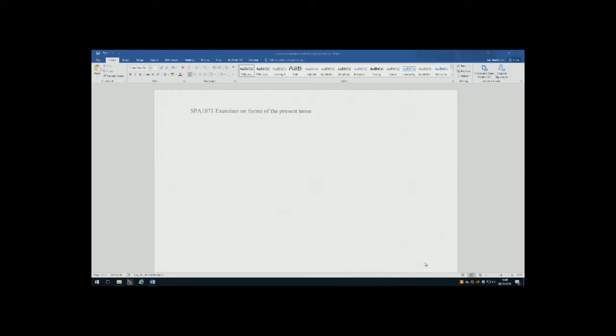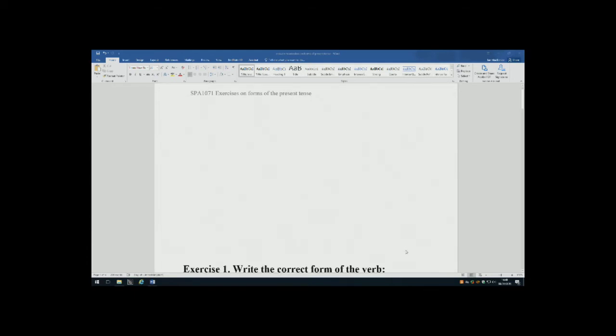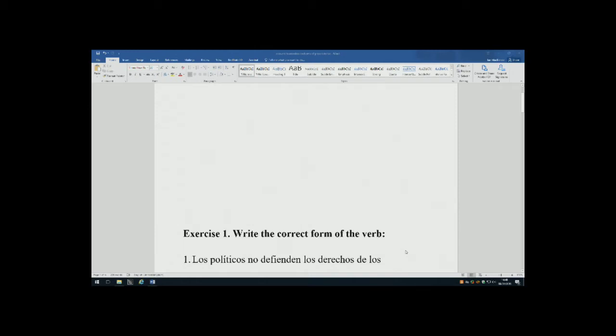Okay, let's go over those. Sorry, we'll have to be quite quick because we're slightly running short of time. So, what are we saying then? Los políticos no defienden. Stop me if you can't see why, or you disagree with the answer, or it doesn't seem to make sense to you. Me pregunto por qué perdéis. Very good.